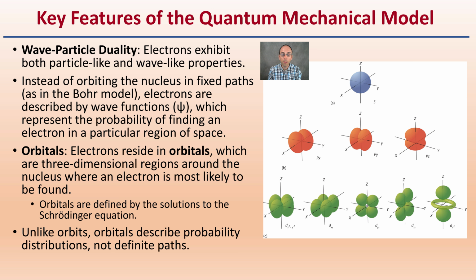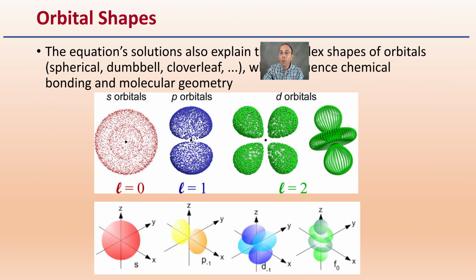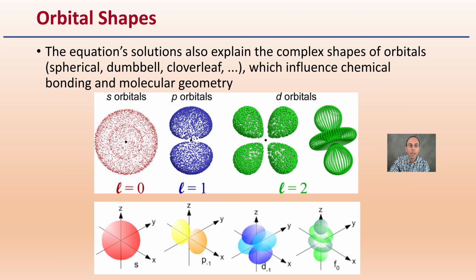So orbitals describe probability distributions, not defined circular paths. Those orbitals I've been talking about, the shapes, again, just to look at the comparison of them, we'll dive into more detail going forward. The equation's solution also explains the complex shapes of orbitals, whether they're spherical, dumbbell shaped, or more of a clover leaf. They could have these different geometries, which in part influence their chemical bonding as well as their molecular geometry.